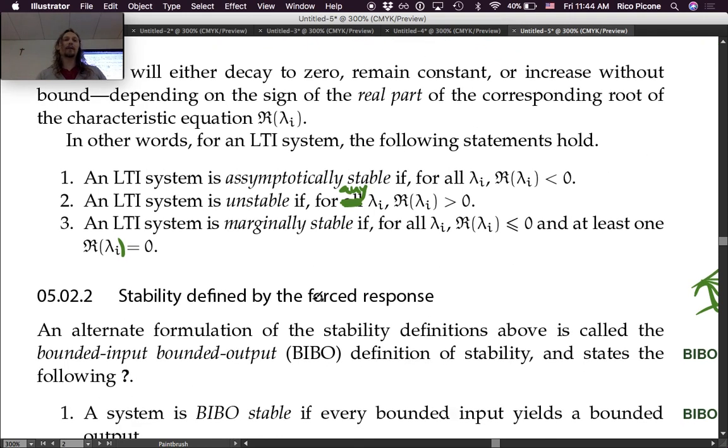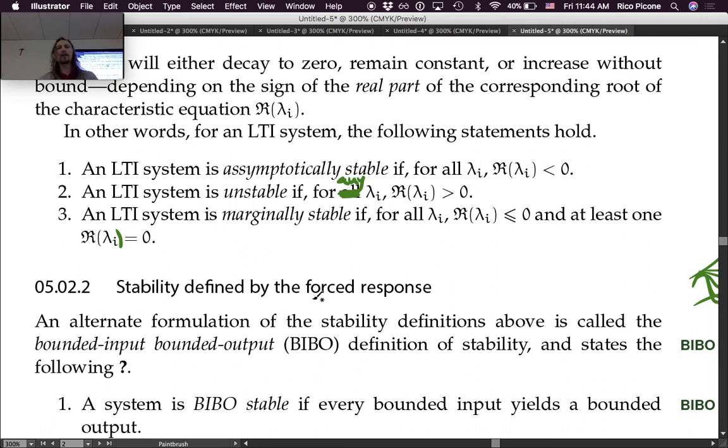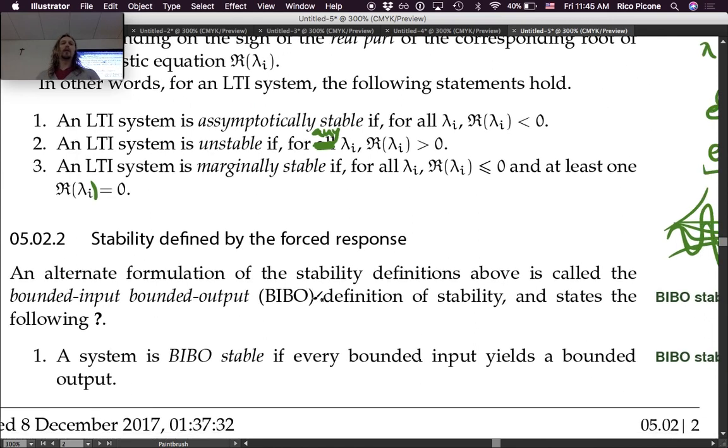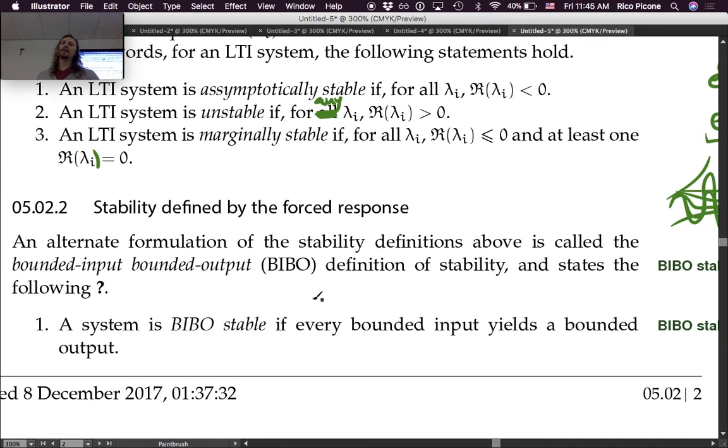So that's that one. If there are no questions on this, I'm going to discuss forced response stability for just a moment. Any questions? Okay. So an alternate formulation of the stability definitions above is called bounded input, bounded output, or BIBO. The definition of stability states the following, and this is from Nise again. So a system is BIBO stable if every bounded input yields a bounded output.